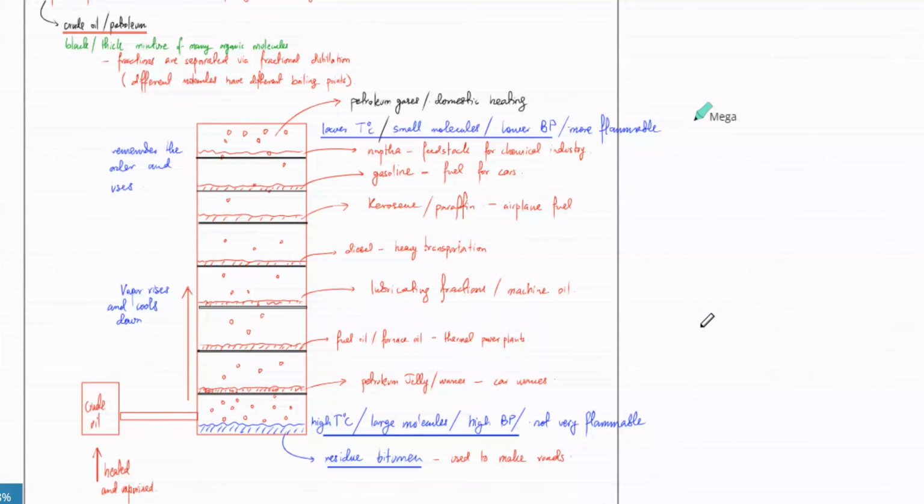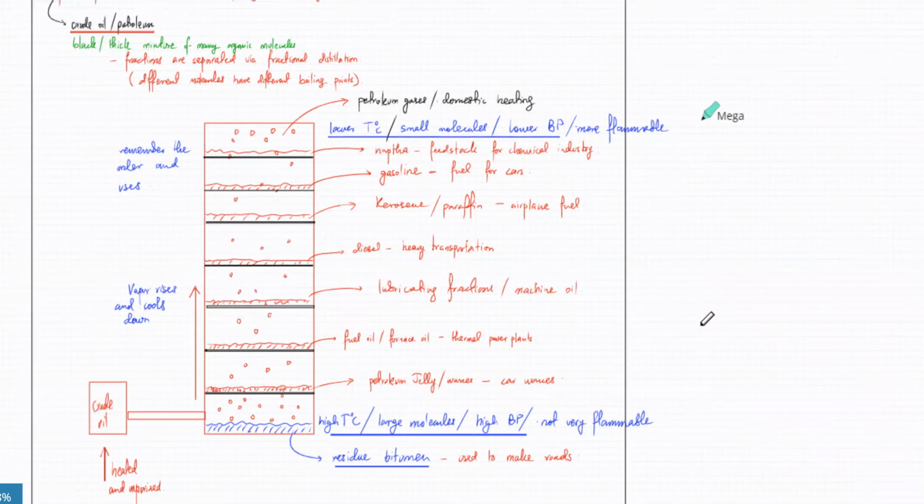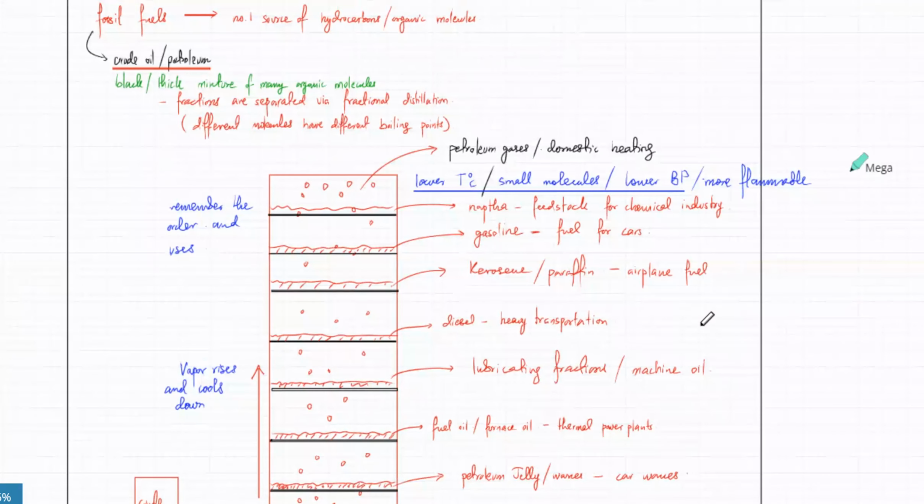Okay, so this covers where you obtain most of the organic stuff that you use every day. Besides plants and animals, the other place that you obtain this stuff is crude oil. And separation is done because the mixture has different boiling points.